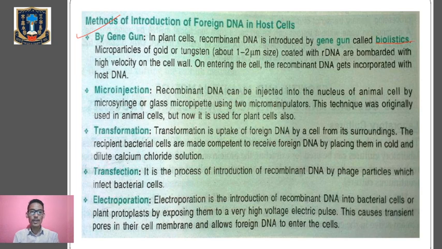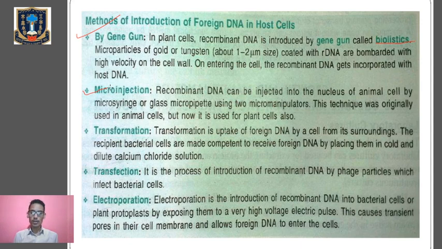Second one is microinjection. In this process, we use a microsyringe or glass micropipette for the transfer of recombinant DNA into animal cells. Here we directly inject the recombinant DNA into the nucleus of the animal cell with the help of a microsyringe or glass micropipette using two micromanipulators.